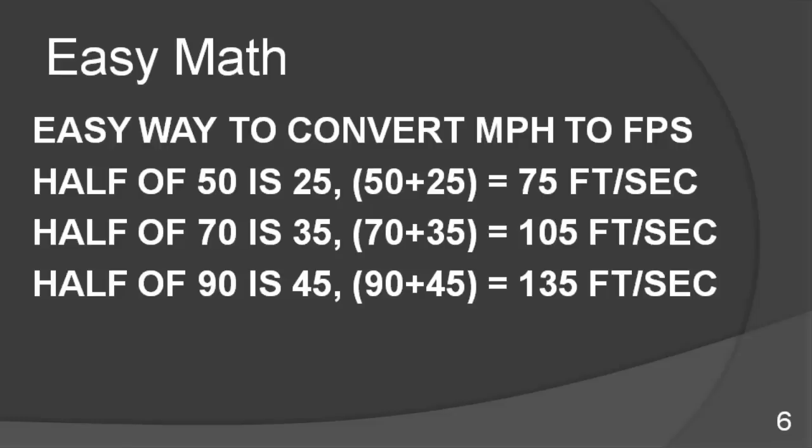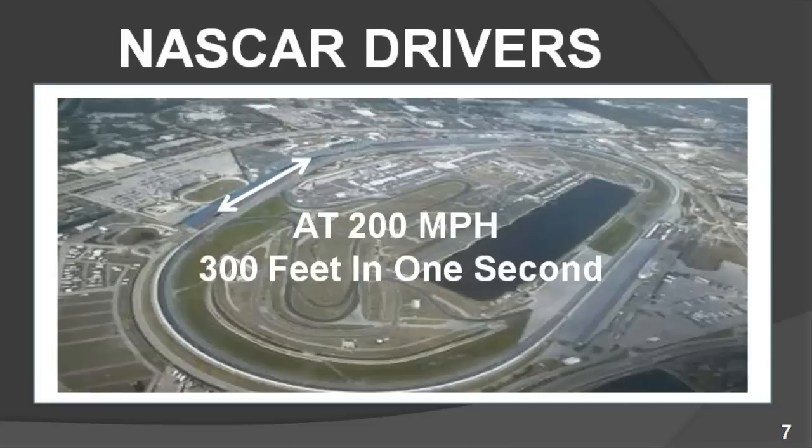If you were traveling 90 miles an hour, half of 90 is 45. 90 and 45 is 135. So at 90 miles an hour, you would be traveling 135 feet in 1 second. Let's quickly examine NASCAR drivers. They're going down the straightaway at 200 miles an hour. Half of 200 is 100. 200 plus 100 is 300. So at 200 miles an hour, they're traveling 300 feet, the length of a football field, in 1 second.